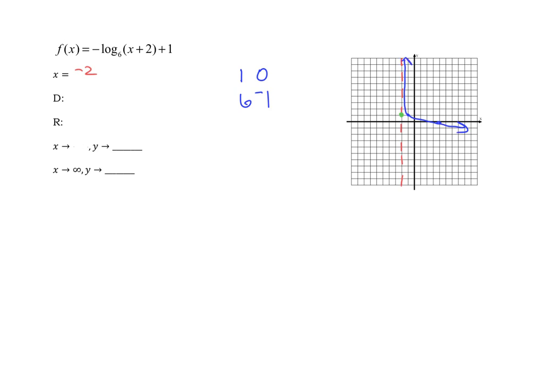Okay. So now my domain is asymptote to infinity, so negative 2 to infinity. My range is bottom to top, which is negative infinity to infinity, because arrow to arrow. As I go to the left, I'm going to the asymptote at negative 2. My arrow is going up, so positive infinity. And as I go to the right, the arrow is going down, so that goes to negative infinity. And there you go.